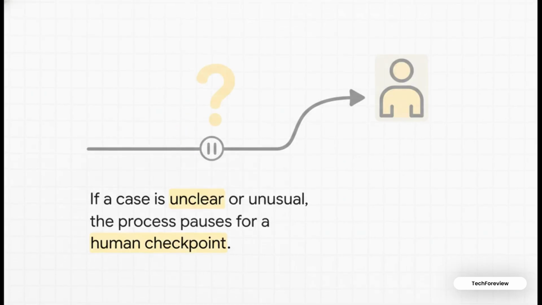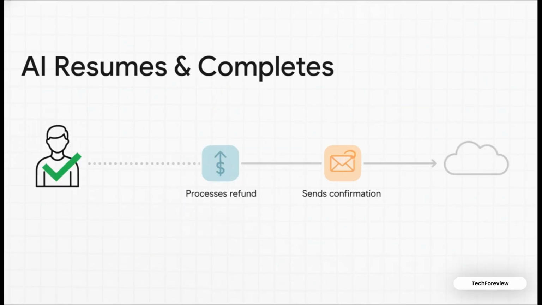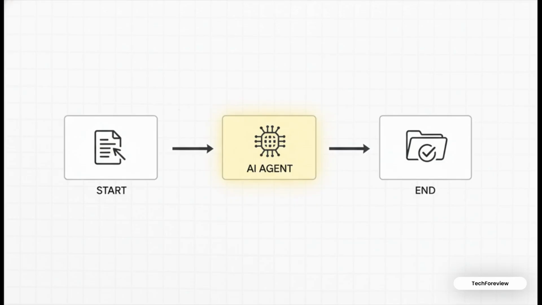But what happens if something's not quite right? Maybe the case is a little unusual. Well, the system is built to just pause. It creates a checkpoint and flags it for a person to come in, take a look, and make a decision. And once a person gives it the green light or clarifies things, the AI gets back to work. It finishes up the last few structured tasks, processing the actual refund, sending out the confirmation email, that kind of thing. And just like that, the request is closed. So you can see the workflow had a definite start and a definite end. The AI's job was just to handle that structured part in the middle.